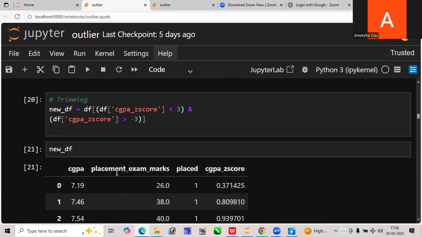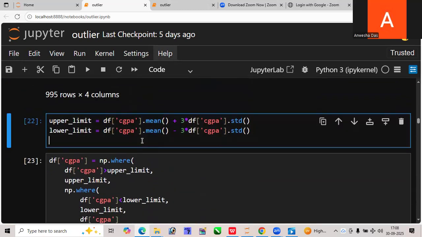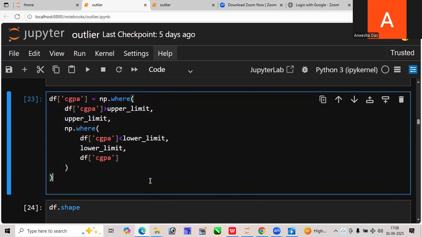Why 4 columns? Because here I have added the CGPA z-score. Now, here again I have calculated the upper limit and lower limit. It will be the same: mu plus 3 sigma will be my upper limit and mu minus 3 sigma will be my lower limit. Now, I want to keep the data. This is the capping technique. What will I do? I will just replace.